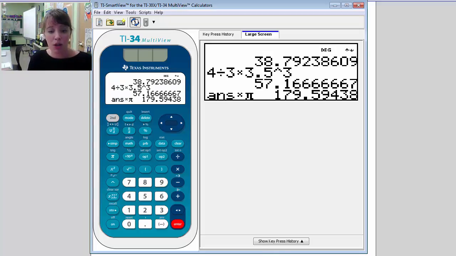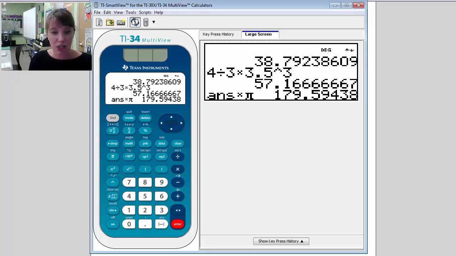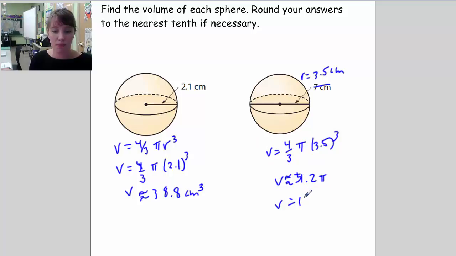All right, so our estimation is 179.6. And you know what? I've been really sloppy about not changing these to the approximation. So these should actually have been approximately equal to. So please go back and change that for your slides. So I have 179.6, and that's in centimeters cubed. And that's it. That's the end of the lesson for today. So it was just learning about the formulas and practicing them using our calculator.